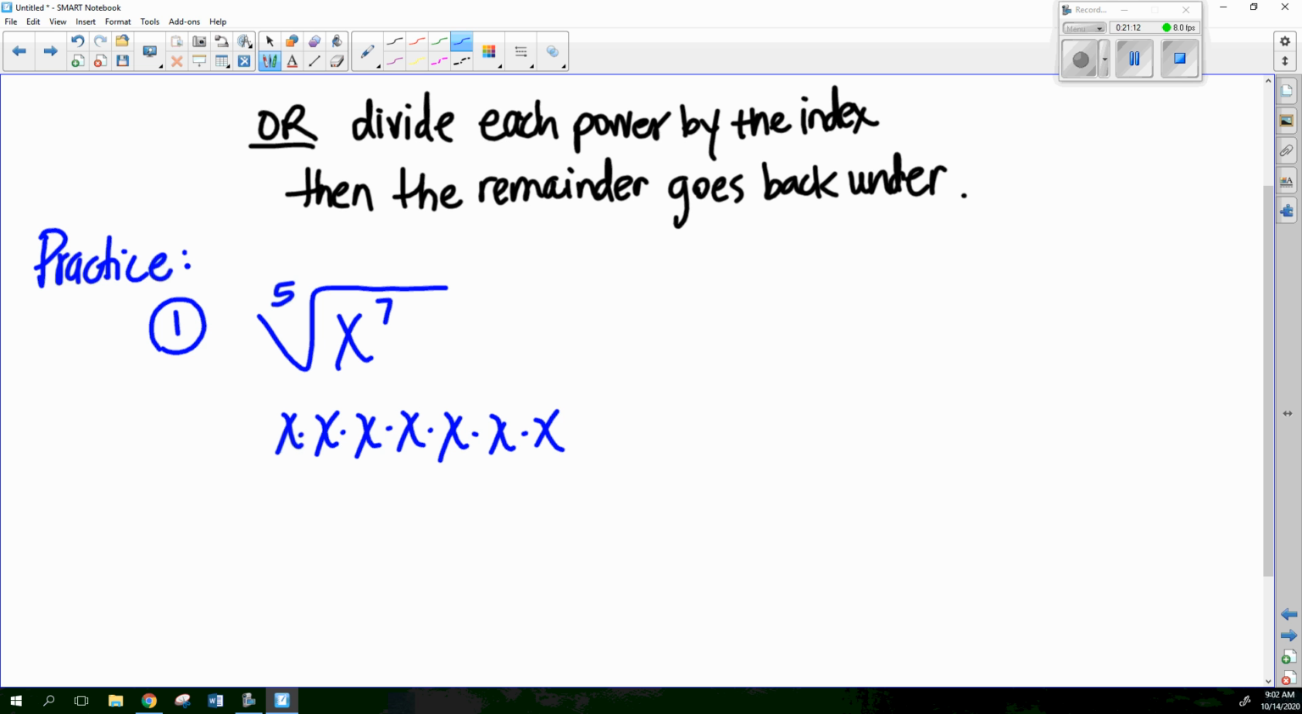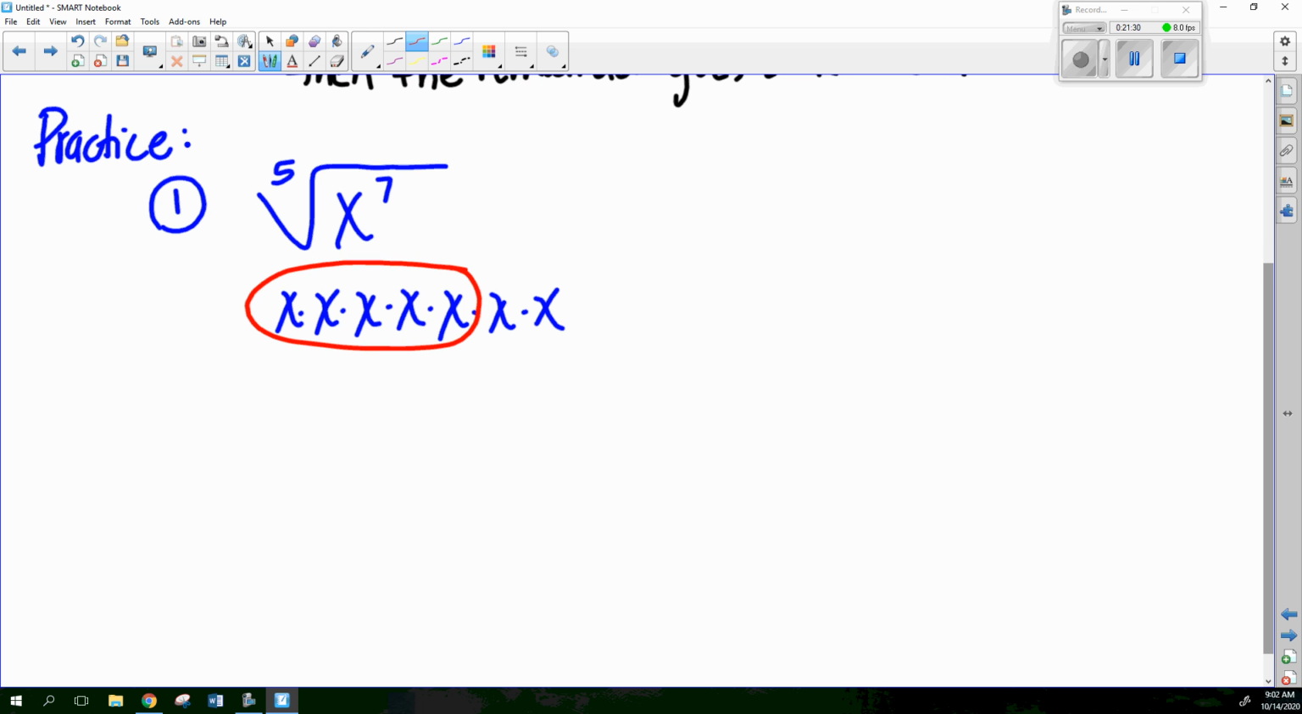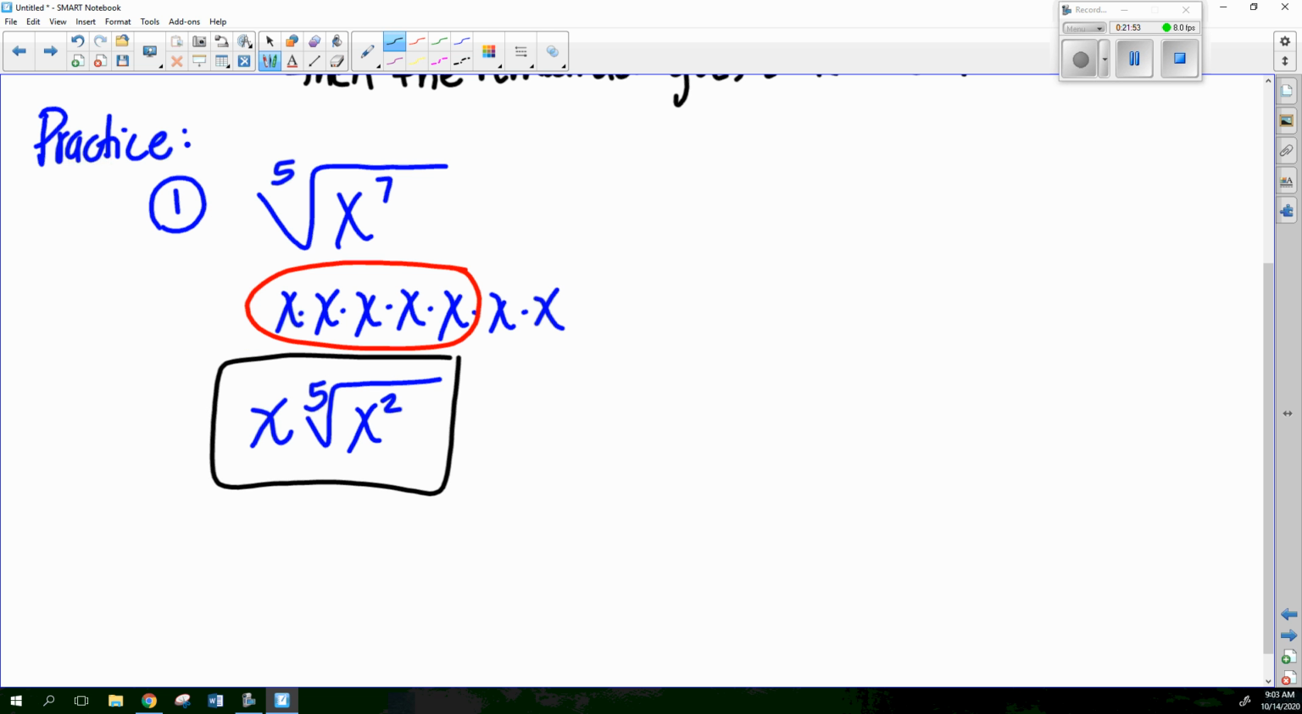Okay? Well, first of all, I need to circle sets of 5. How many sets of 5 do I have? 1. Remember, if we circle it, it comes out of the radical, right? And if we don't circle it, it goes back under the radical. Well, how many x's are going back under the radical? 2. X times x would give me x squared, and that would actually be my final answer. Okay?